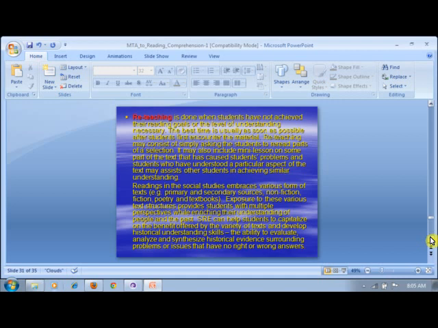Readings in the social studies embrace various forms of text. Examples are primary and secondary sources, nonfiction, fiction, poetry, and textbooks. Exposure to these various text structures provides students with multiple perspectives while enriching their understanding of people in the past. SRE can help students to capitalize on the benefit offered by the variety of text and develop historical understanding skills, the ability to evaluate, analyze, and synthesize historical evidence surrounding problems or issues that have no right or wrong answers.